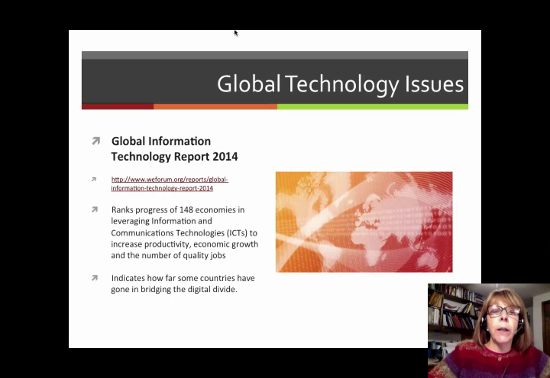There are also global technology issues. The Global Technology Report 2014 is one source for you to look at. There are a series of videos that you might be interested in that will show you what other countries are doing about technology and global information. This one particular report ranks the progress of 148 different countries in leveraging information and communication technologies. So those are the ICTs. So to increase productivity, economic growth, and the number of quality jobs.